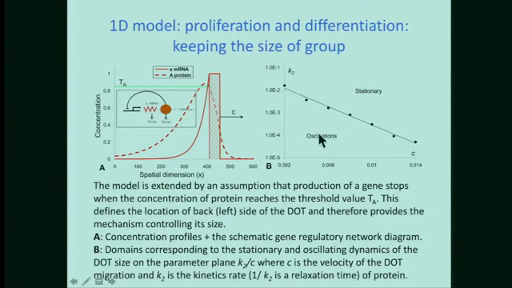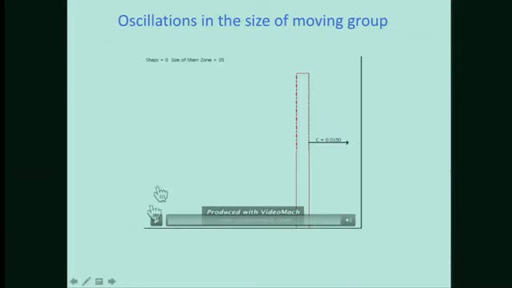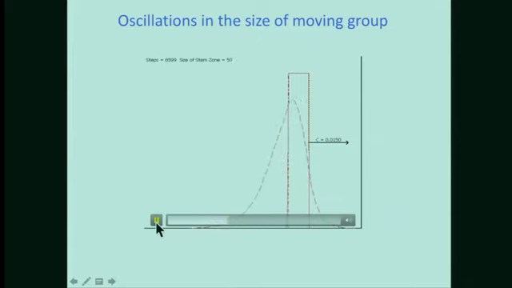And when we checked this, we checked it in simulations rather than analytically, and we found that the size of this group of cells can be stationary, so it can just stay, or it can oscillate. It depends on model parameters. I will show oscillating behavior. So this is a group of cells. It is in a co-moving frame of reference.